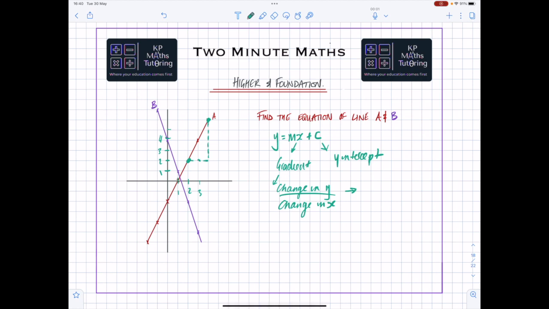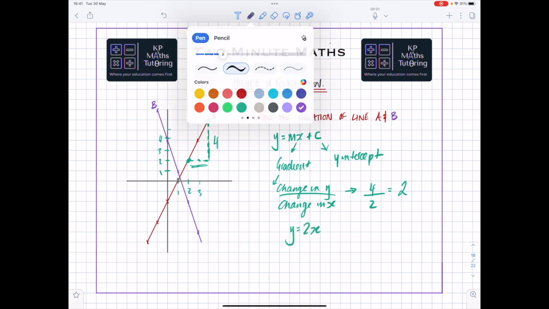Draw a triangle, and your change in y is basically how high that is. So I can see that's 1, 2, 3, 4. So my 4 is my change in y, and my change in x here goes across 2. 4 divided by 2 is 2. So the gradient of line A is 2x, so I know it's going to be y equals 2x. And then the next bit I need to find is this y-intercept.